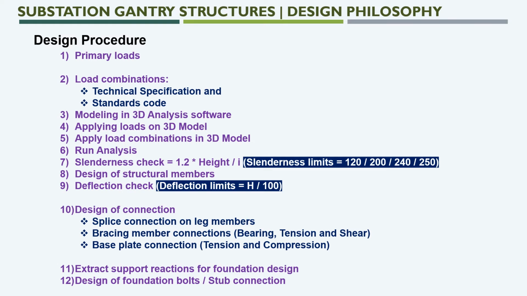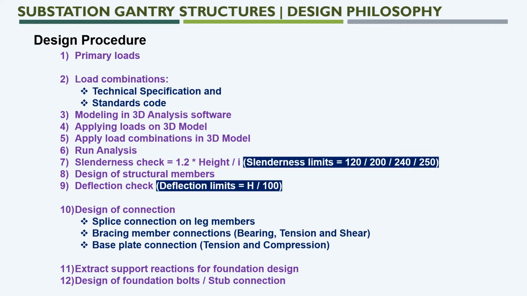After doing all the calculation, you need to check for deflection. The deflection limit is height divided by 100. It means the total height of the structure, that is the tower, is to be considered for H, and the same is to be divided by 100. Suppose I have a 10 meter tower, then I have to divide 10,000 by 100. So I should have a value of 100 mm as the deflection limit.